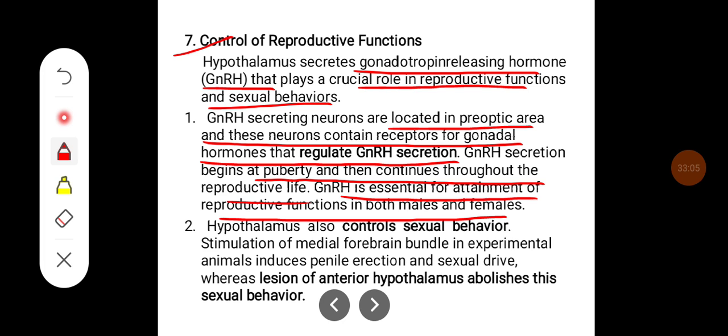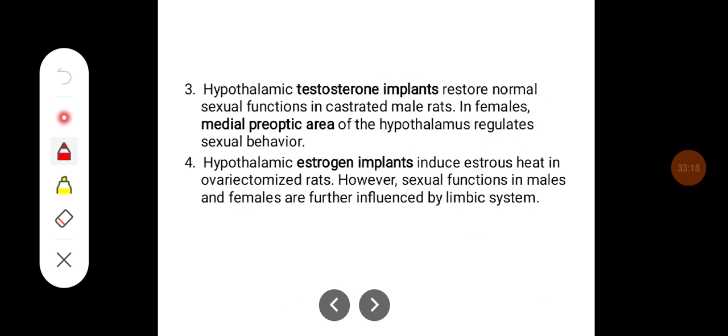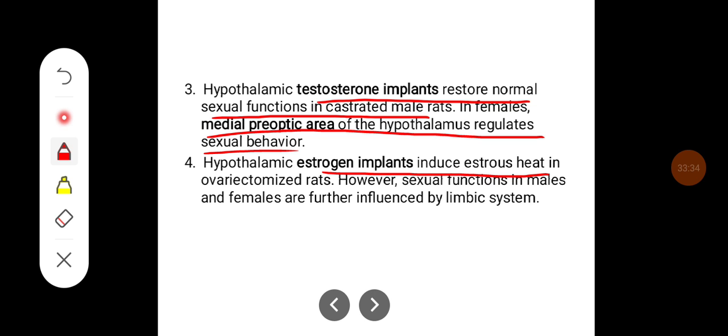Hypothalamus also controls sexual behavior. Stimulation of medial forebrain bundle in experimental animals induces penile erection and sexual drive, whereas lesion of the anterior hypothalamus abolishes this sexual behavior. Hypothalamic testosterone implants restore normal sexual functions in castrated male rats. In female, medial preoptic nucleus of the hypothalamus regulates sexual behavior. Hypothalamic estrogen implants induce estrous heat in ovariectomized rats. However, sexual functions in male and female are further influenced by limbic system.